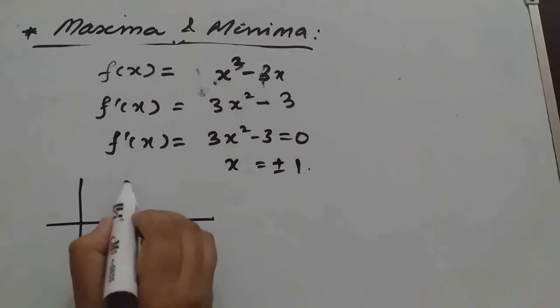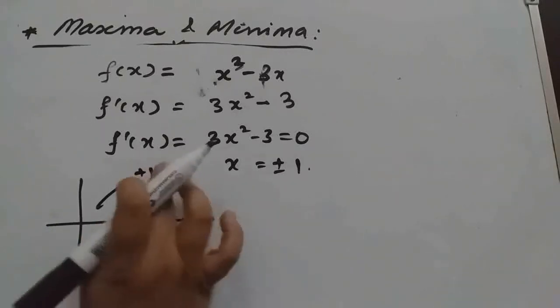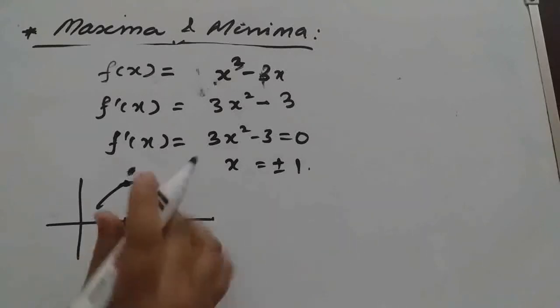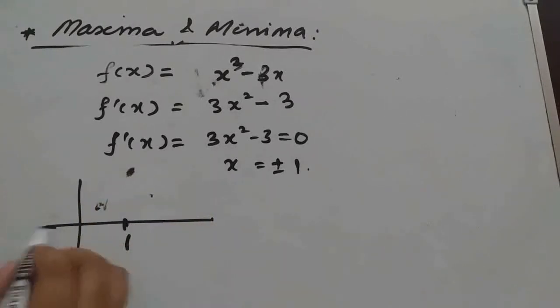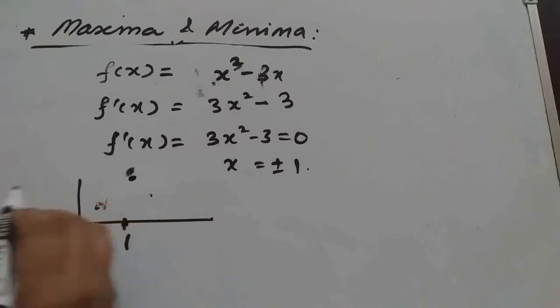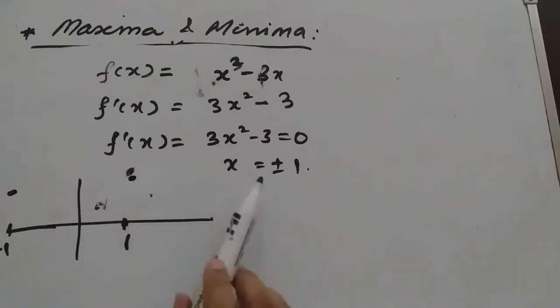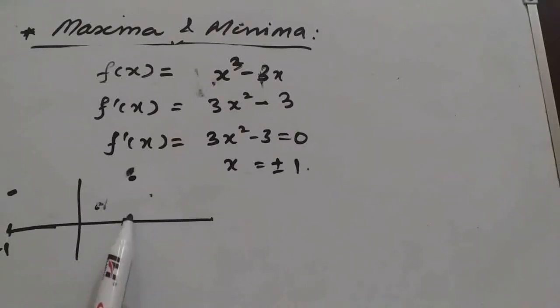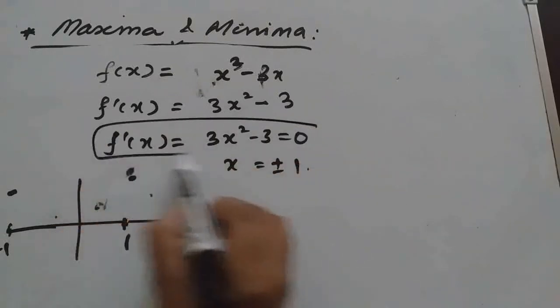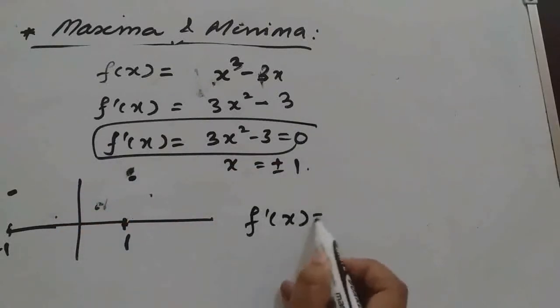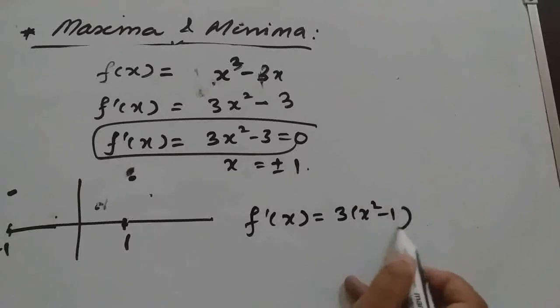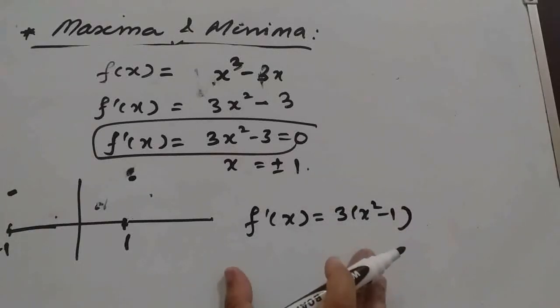So suppose this is plus 1 and this is minus 1. Here we have to check. We will take a value to the right of plus 1 and to the left of plus 1, and also to the right of minus 1 and to the left of minus 1. We will substitute the values in f dash of x, which is 3 times x square minus 1, and we will check whether we are getting a positive value or a negative value.